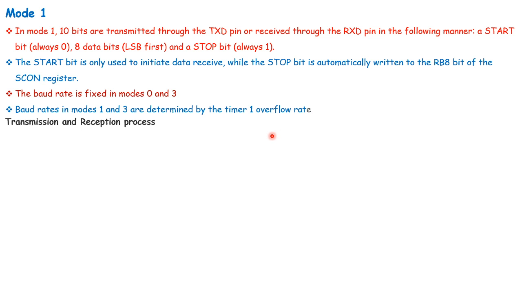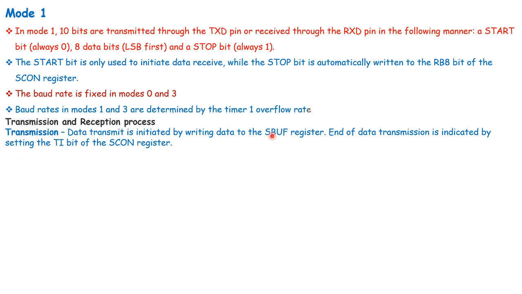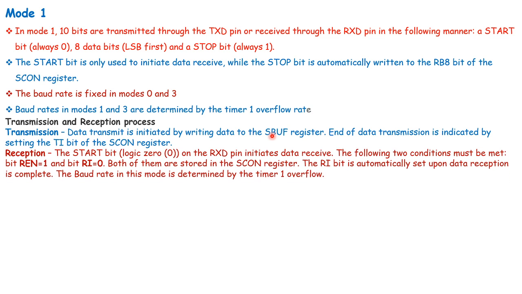How do transmission and reception take place in mode 1? Transmission: data transmission is initiated by writing data to the serial buffer register, and the end of data transmission is indicated by setting the TI bit of the SCON register.